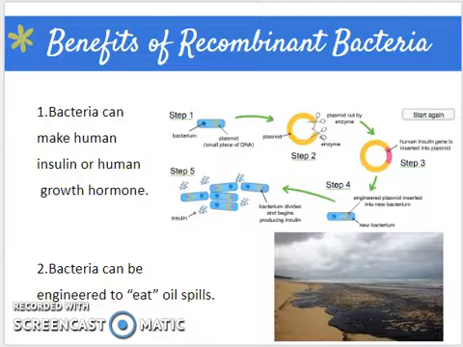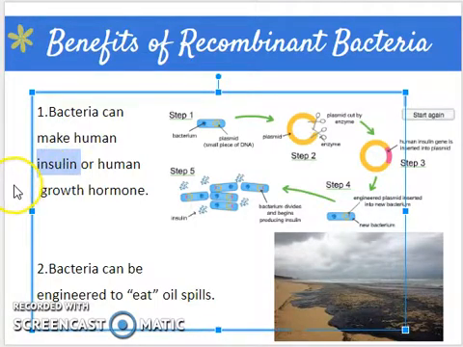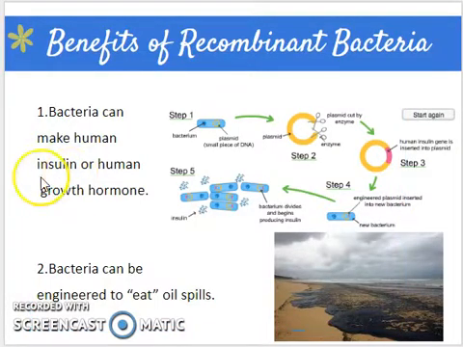Some benefits of recombinant bacteria are scientists making bacteria that can produce human insulin or human growth hormone. We actually trick bacteria into making medicine for us. People who cannot make insulin on their own have diabetes, but they can inject insulin so that they can survive. And we make insulin using recombinant DNA from bacteria in a lab. We have even genetically engineered bacteria that eat oil spills by altering their DNA.